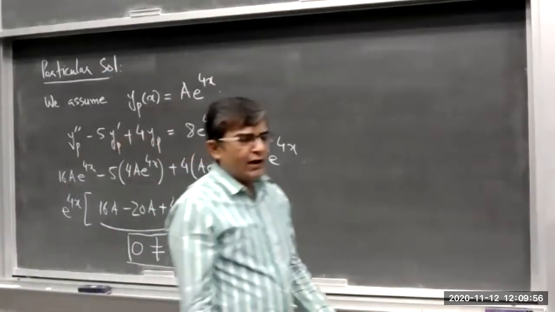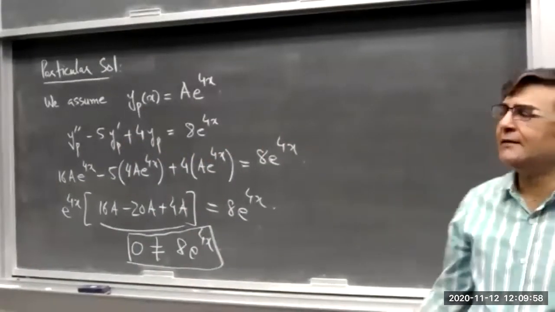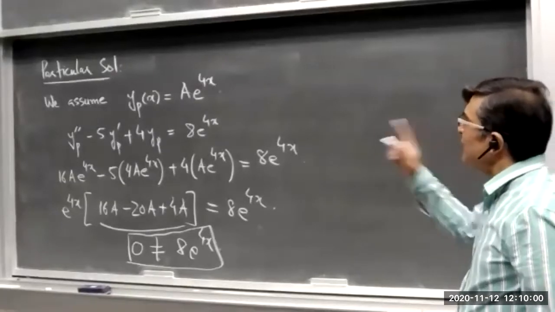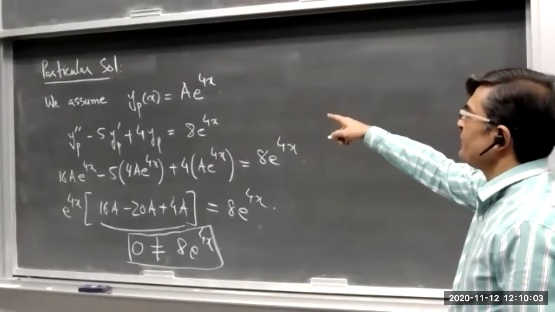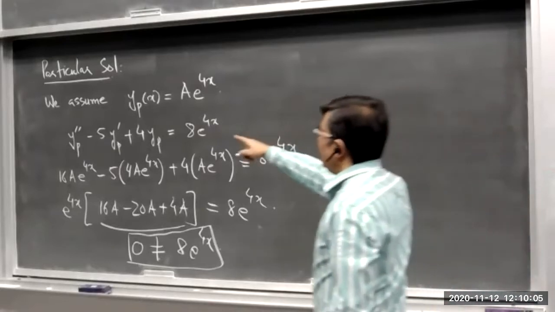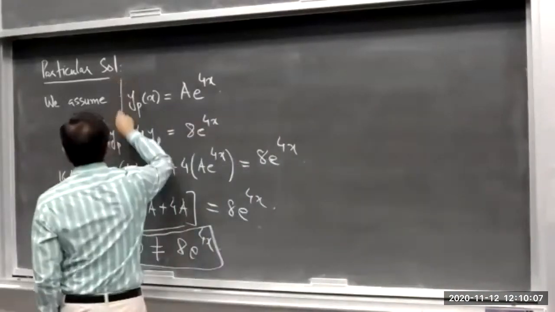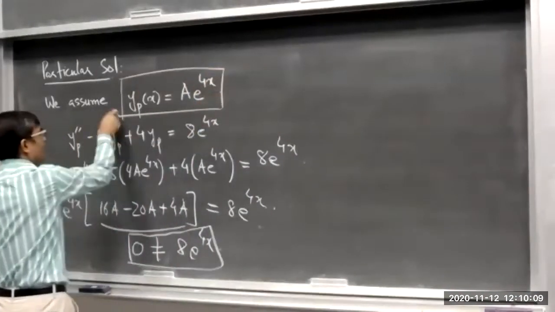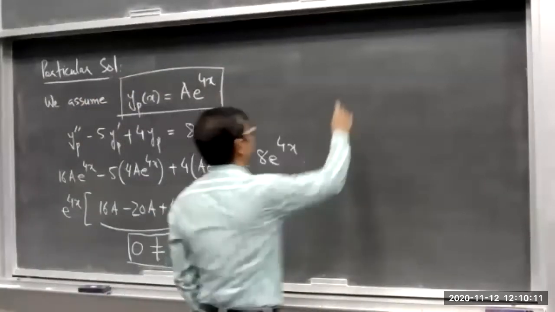We are unable to find that unknown constant a if we assume the particular solution of this form. Now, here the method fails.